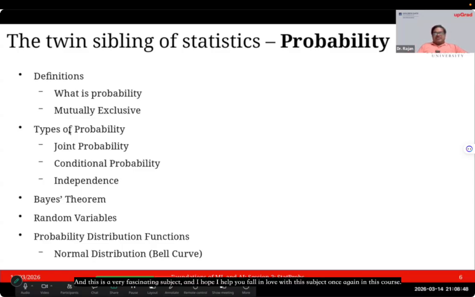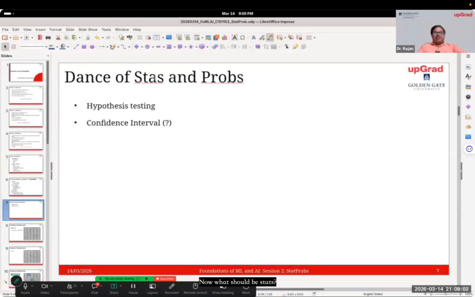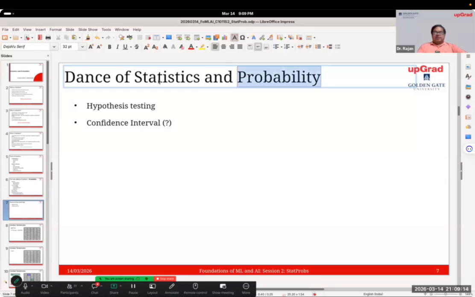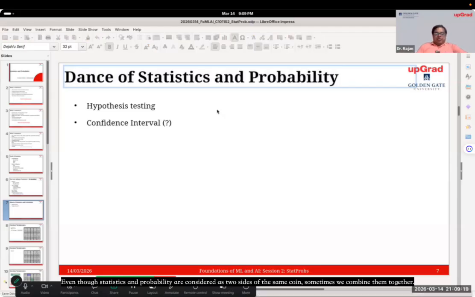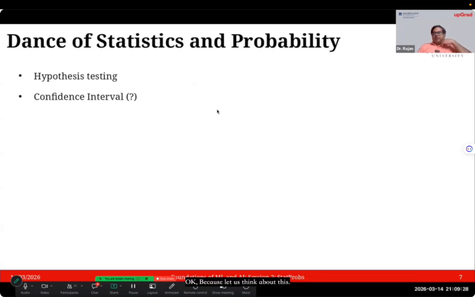Okay. And this is a very fascinating subject. I hope I help you fall in love with this subject once again in this course. And finally, this is again what should be stats. Let me make statistics probability. Even though statistics and probability are considered two sides of the same coin, sometimes we combine them together. Because let's think about this.